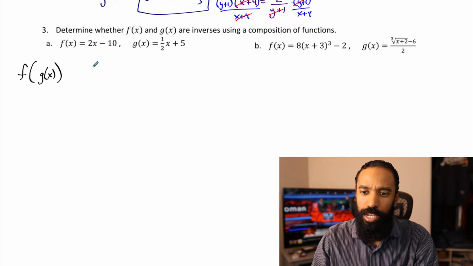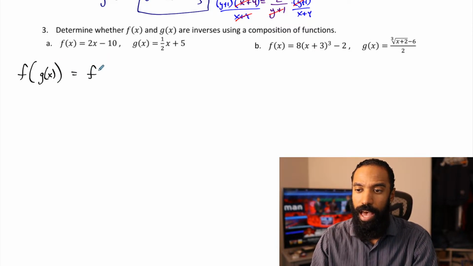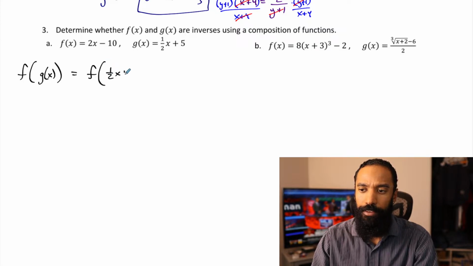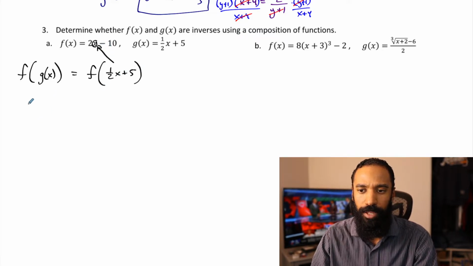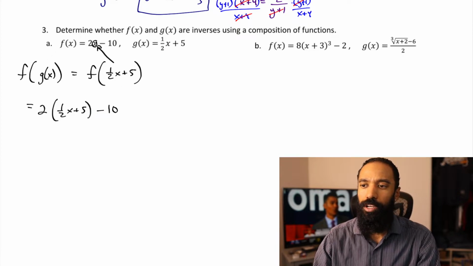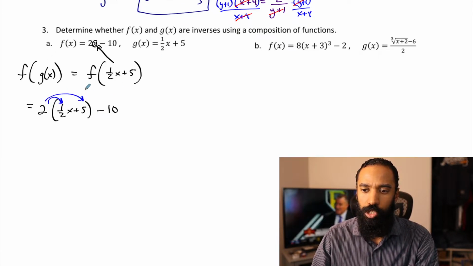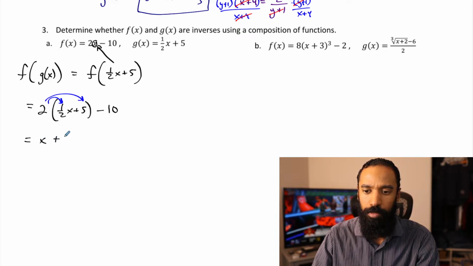If we do f of g of x, we're gonna try and see if we get x out from this. So this is f of 1/2 x plus 5. G of x is 1/2 x plus 5 there. So we're gonna substitute 1/2 x plus 5 in right there. So this becomes 2 times 1/2 x plus 5 minus 10. Now we're going to simplify this, distribute the 2 into here. 2 times 1/2 is 1, so we get x plus 10 minus 10, which equals x.